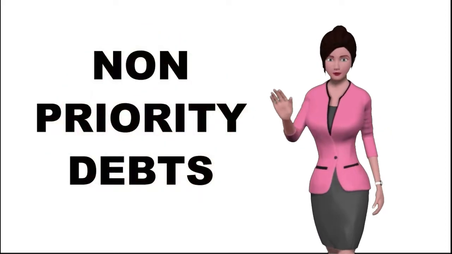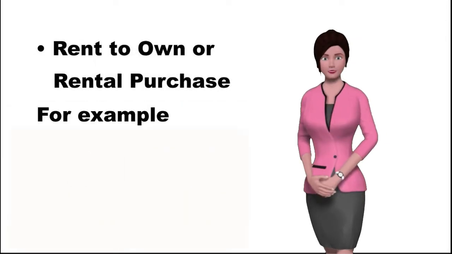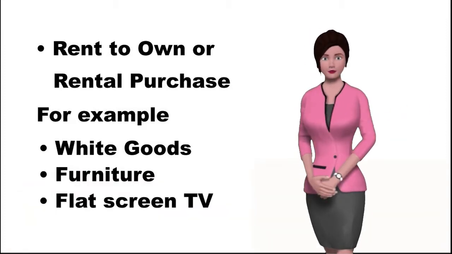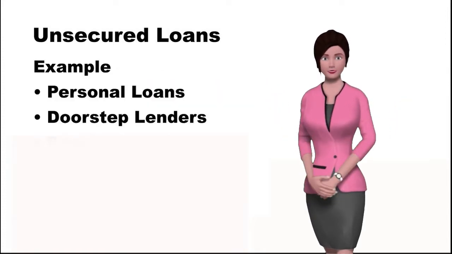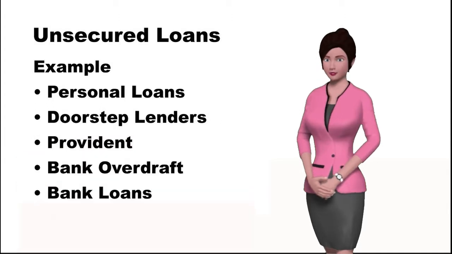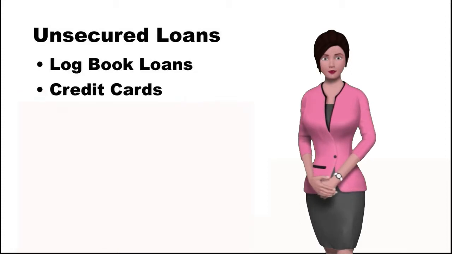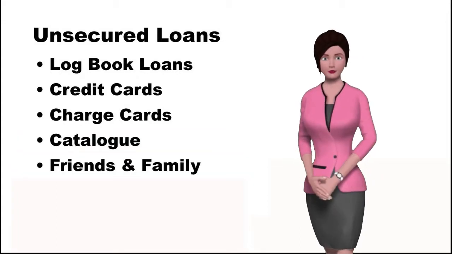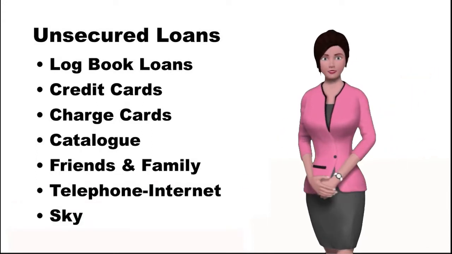Now here are examples of non-priority debts: rent to own, or rental purchase. For example, white goods, furniture, flat screen TVs. Unsecured loans, example personal loans. Doorstep lenders, such as Provident. Bank overdrafts and bank loans. Payday loans, logbook loans. Credit cards, store cards, charge cards. Catalog. Money from family and friends. Telephone, internet, Sky. To the creditor, the money they have lent you is their main priority.